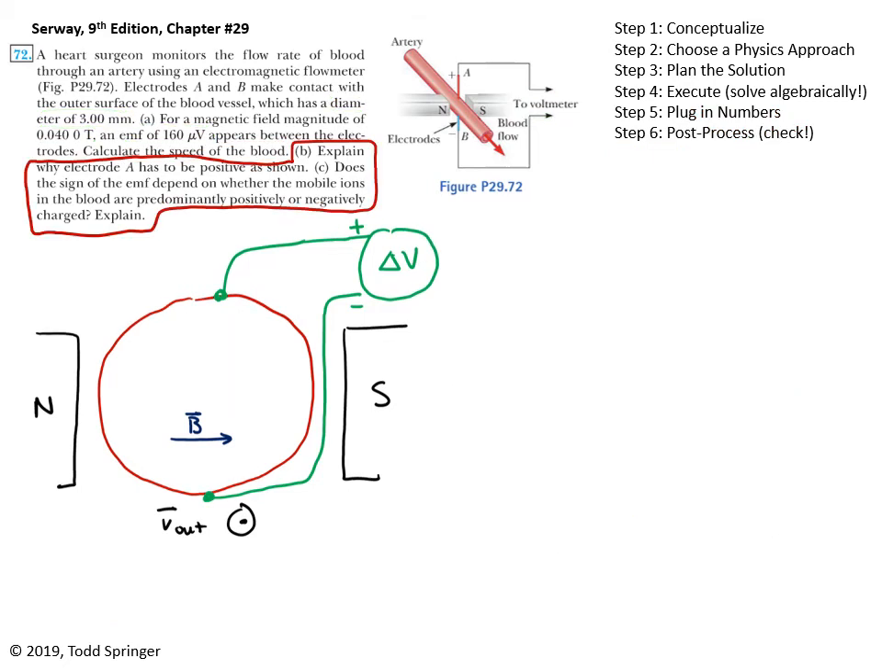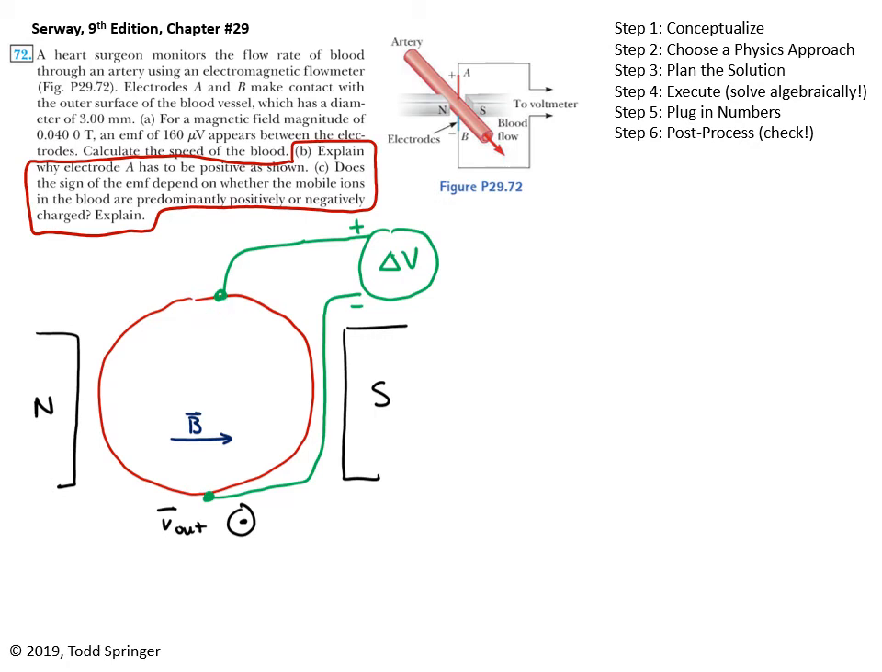Let's move on to the rest of the problem now. Let's think about parts B and C. These are conceptual questions. We can do them both together. Part B, explain why electrode A has to be positive as shown. We already kind of worked out the reason. If the charges are positive, we saw that they had a magnetic force upwards, right? And that caused the top to end up being positively charged.